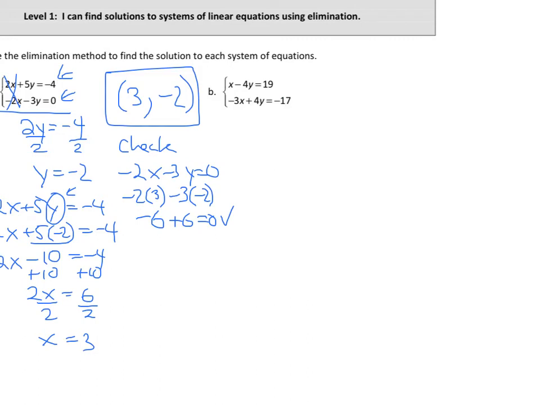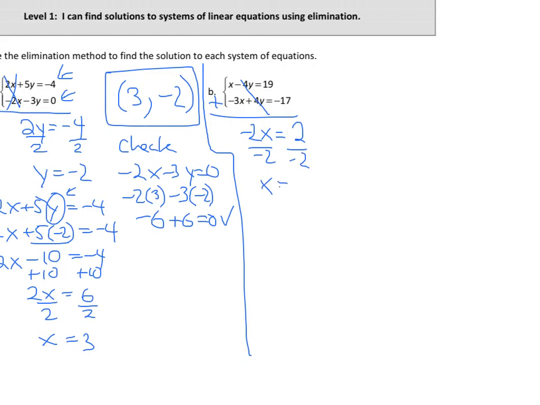In the next example, we're going to do the same thing. We make sure that our x's are lined up, our y's are lined up, then the equal signs and the numbers, and then we just add the two equations together. So adding them together, this time the y's cancel out. And when I add the x's, x plus negative 3x gives us negative 2x. I bring down the equal sign, and then 19 plus negative 17 is 2. To solve for x, I divide both sides by negative 2, and we get x equals negative 1.